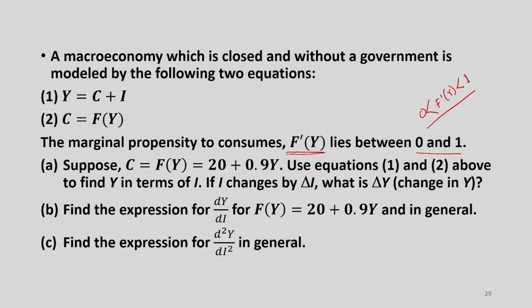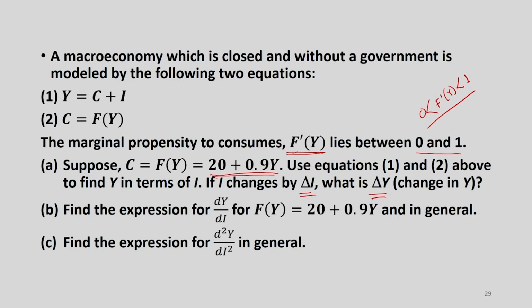Now, there are three parts to this problem given this setting. Suppose c, or f of y, is taking this particular form: 20 plus 0.9 into y. Use equations 1 and 2 above to find y in terms of I. If I changes by del I, what is del y? Del y is the change of y. This is the first part.